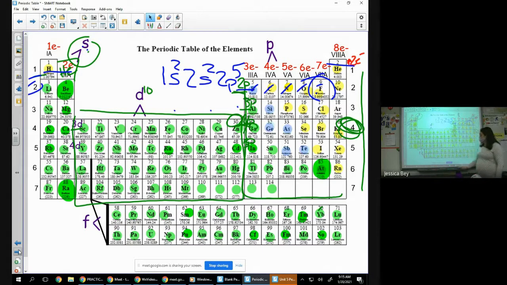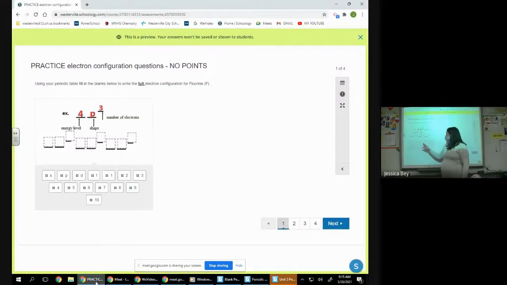So all you would have to do, if you could write that down, is go in here and say 1s2, 2s2, and then 2p5. So you're pretty much just writing it out. I would like for you to do a couple practices so you can play around with the formatting of that, because I don't want that to be the challenge on Friday. I want whether or not you can do the electron configuration to be the challenge.